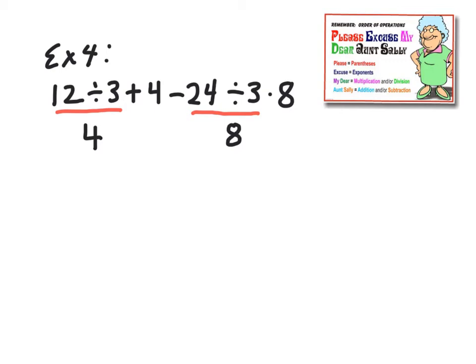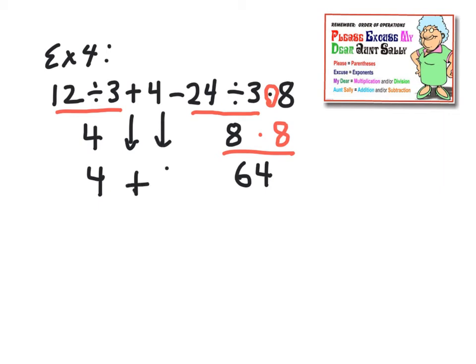And then what's the next operation after the division sign? Okay, there is a multiplication right here. See that dot? So after we divide 24 by 3, we would then need to multiply the 8 times the 8. So that would equal 64. All right, now let's reset. Let's bring down our 4. Let's bring down the plus sign. We haven't done anything with this 4, so let's bring it down. There's a minus sign. We're going to bring that down. And then we have 64.